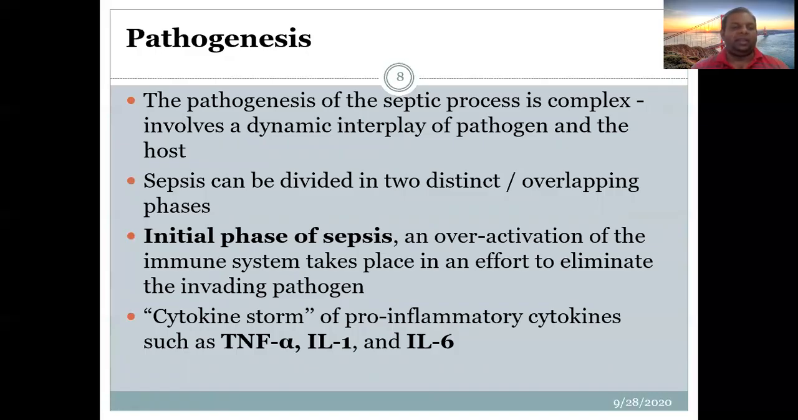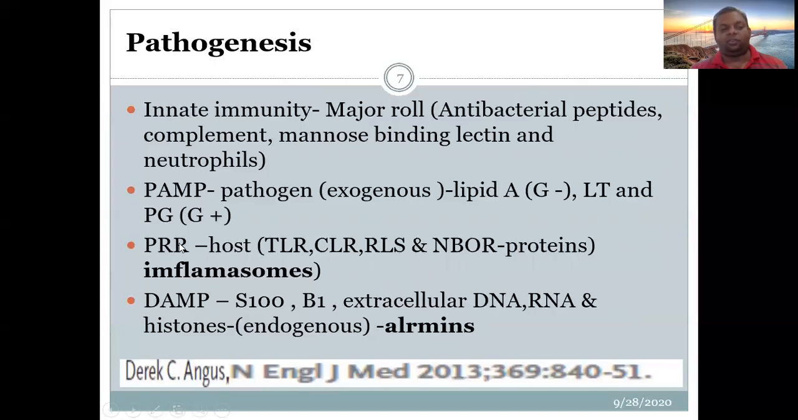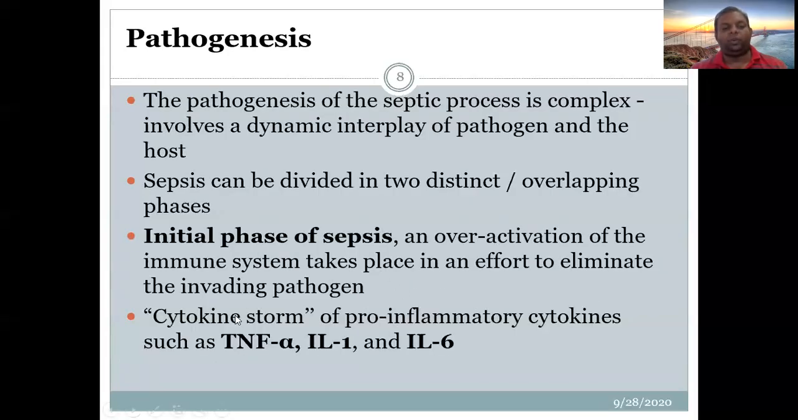In the initial phase of sepsis, an overactivation of the immune system takes place in an effort to eliminate the invading pathogen. It leads to a cytokine storm with the presence of these PAMPs and DAMPs associated with pattern recognition receptors. They lead to overproduction of pro-inflammatory cytokines like TNF alpha, interleukin 1, and interleukin 6. Then, if it goes in an irreversible manner, there is a rapid, overwhelming cytokine storm.